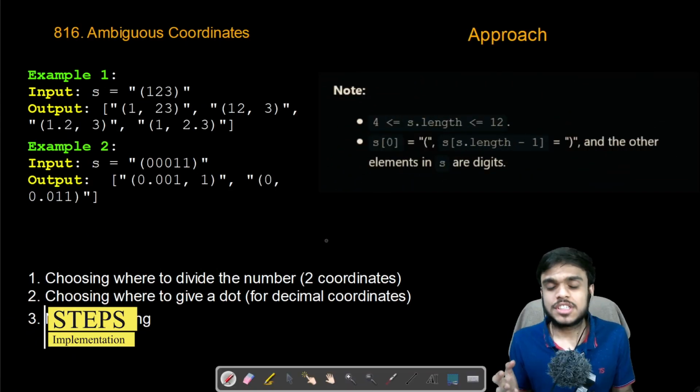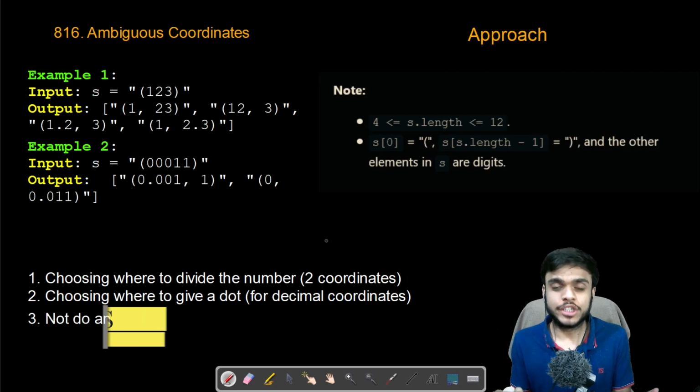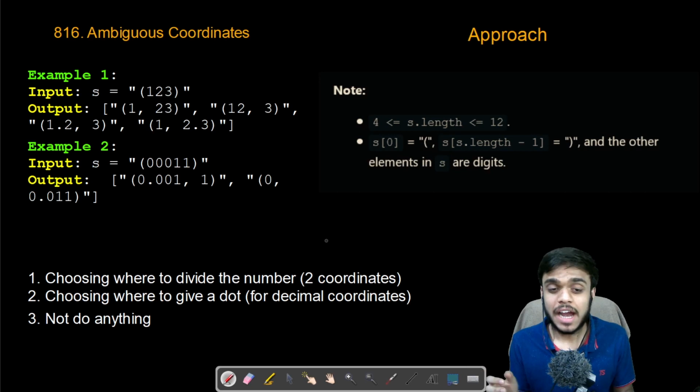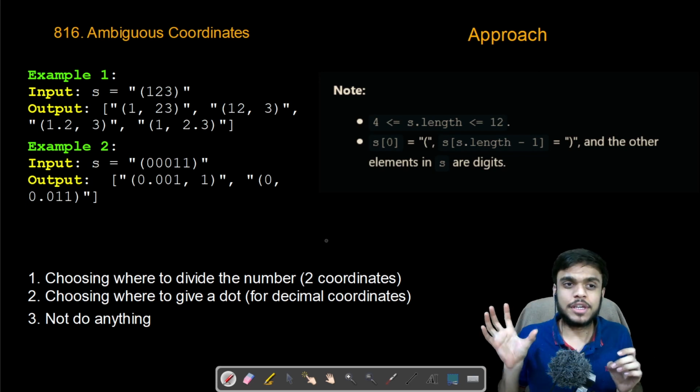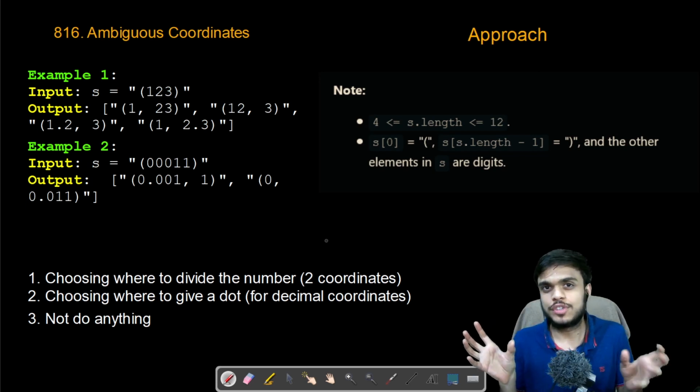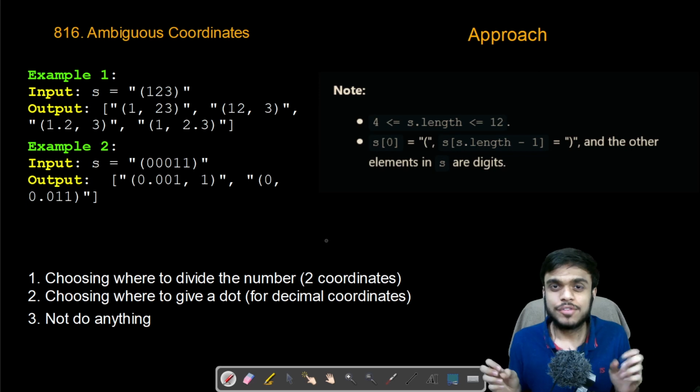The first step is that, from the given string, we need to divide it into two coordinates. This is the compulsory step, because in the output we cannot give, let's say, only one coordinate and not any other coordinate, right? We need to give both the coordinates even if they are zero, right?